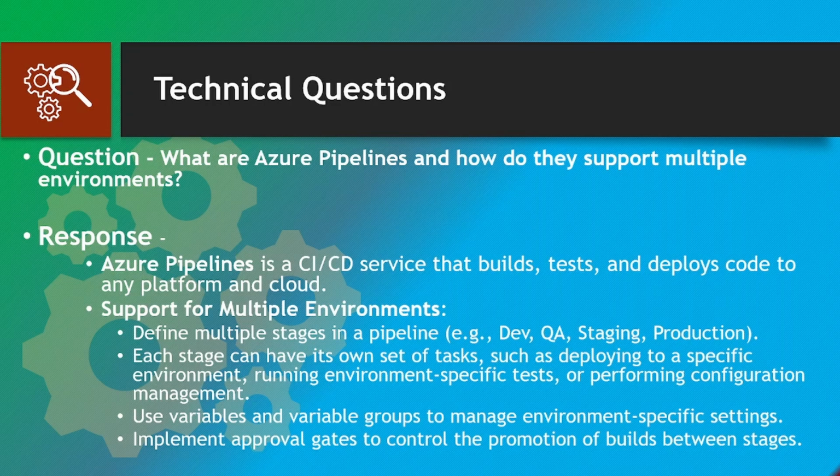Each stage can have its own set of tasks, such as deploying to a specific environment, running environment specific tests, or performing configuration management. So we can build the stage or the task based on the environment we want to deploy or test. Use variables and variable groups to manage environment specific settings. Implement approval gates to control the promotion of builds between stages.